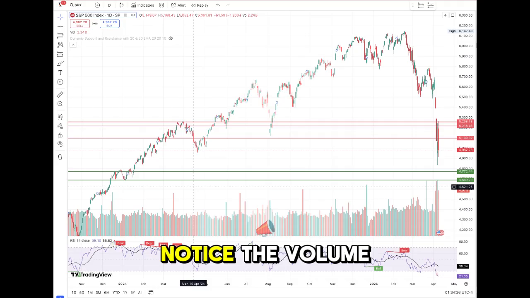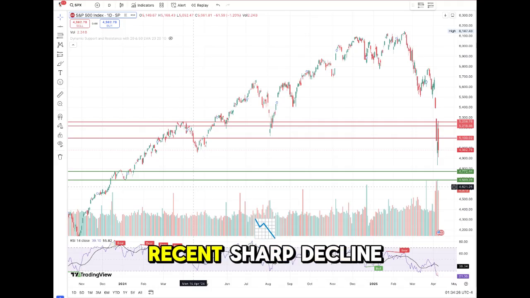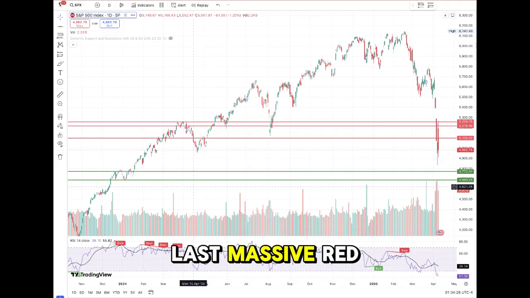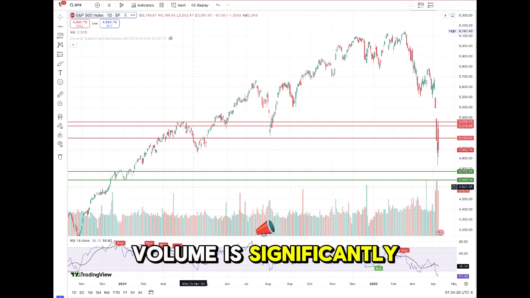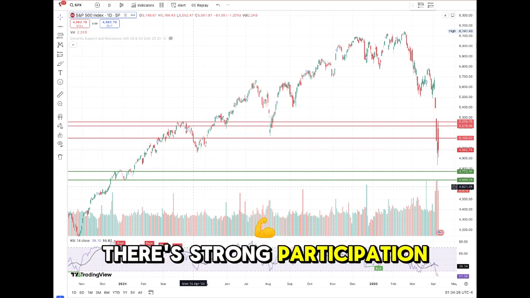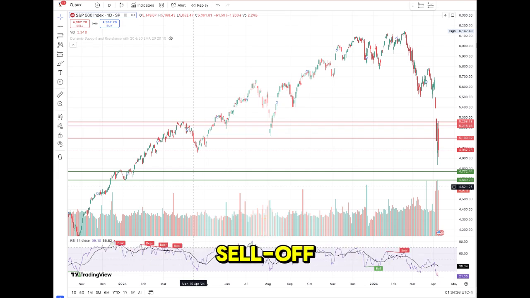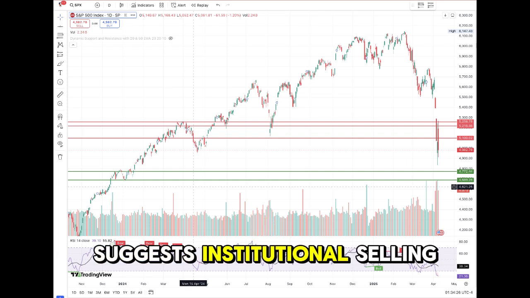Let's look at volume. Notice the volume bars at the bottom during this recent sharp decline, especially on this last massive red candle. Volume is significantly elevated. This tells us there's strong participation and conviction behind this. High volume on a breakdown confirms the validity of the move and suggests institutional selling.